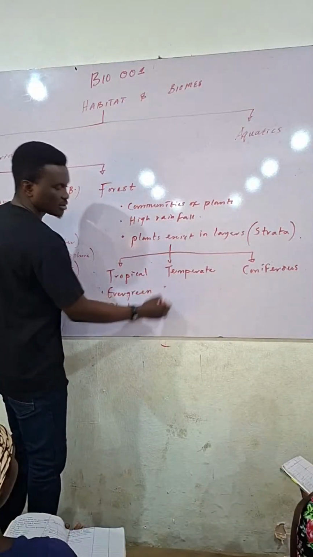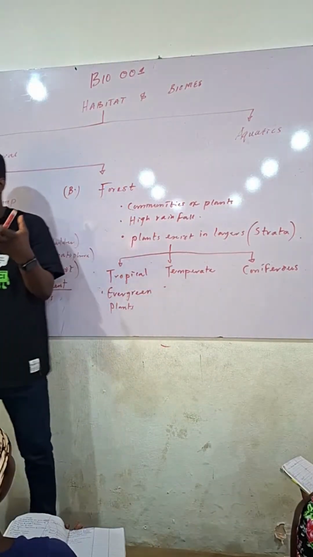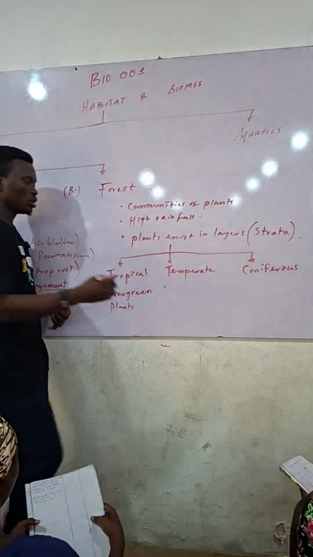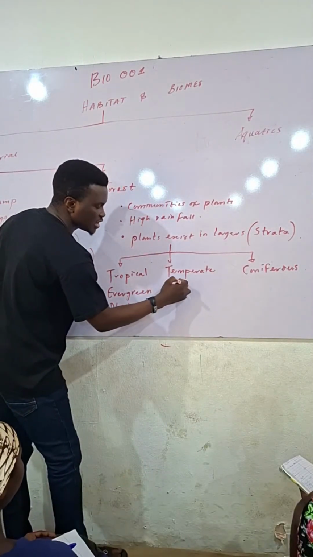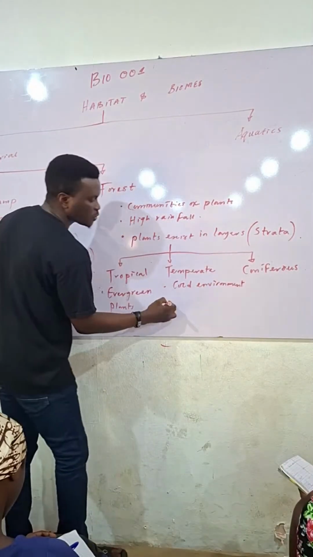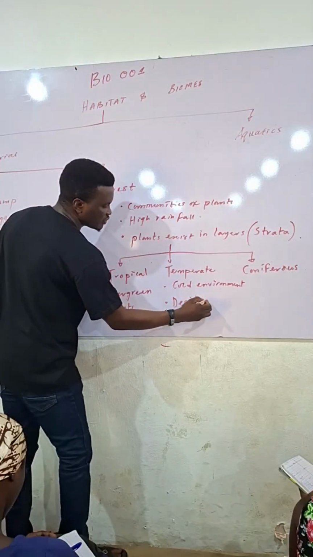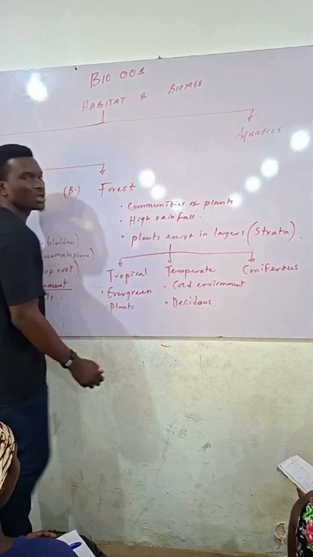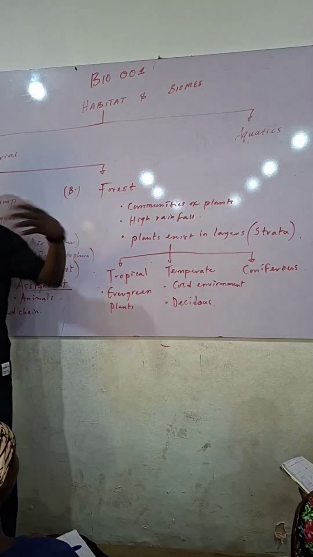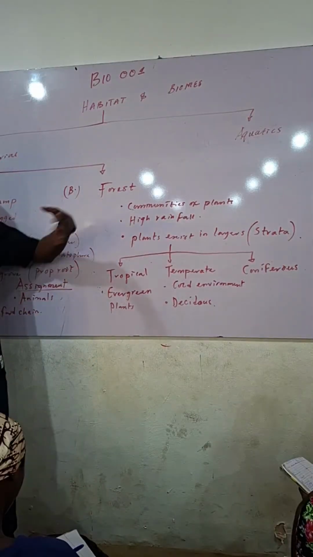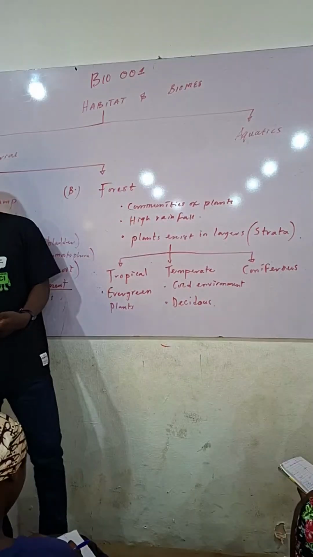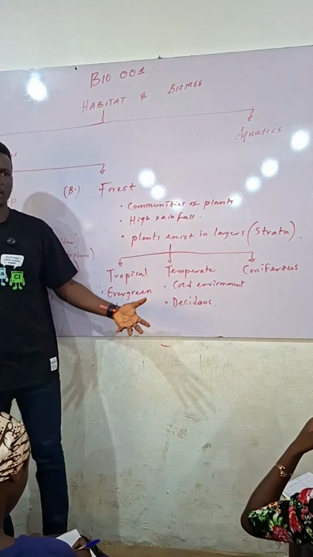For the temperates, you will see plants in a very cold, icy environment. So most of the plants around here are usually in cold environments. And most of those plants are deciduous. You know, I talked about everything all together the last time. Deciduous plants are plants that drop their leaves every year. So they shed their leaves.